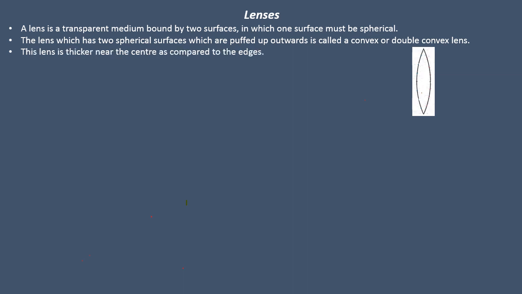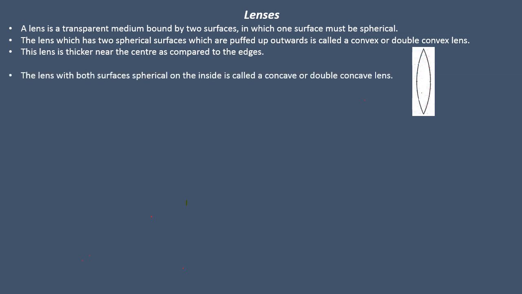This lens is thicker near the center as compared to the edges. You can see here, at the edge it is thin and in the middle it is thicker. It is broad in the middle and thin at the edge. So that is your convex lens. You have to remember, a convex lens is puffed up outwards, bulges at the center and is narrow or thin at the edges.